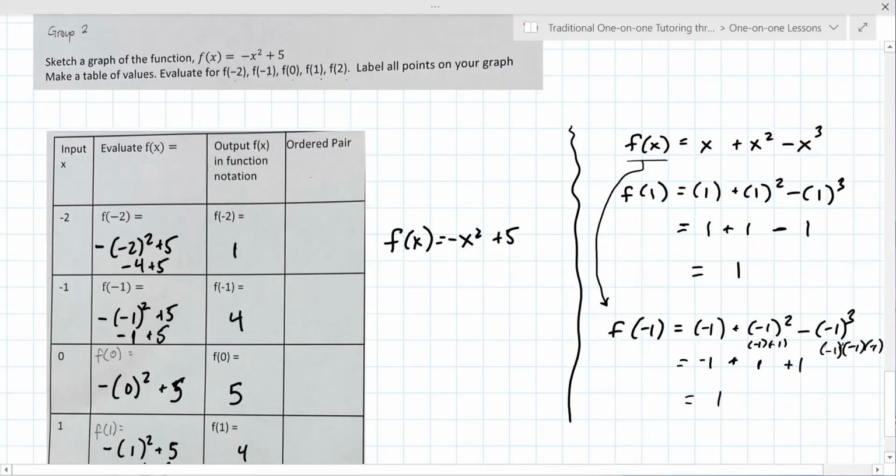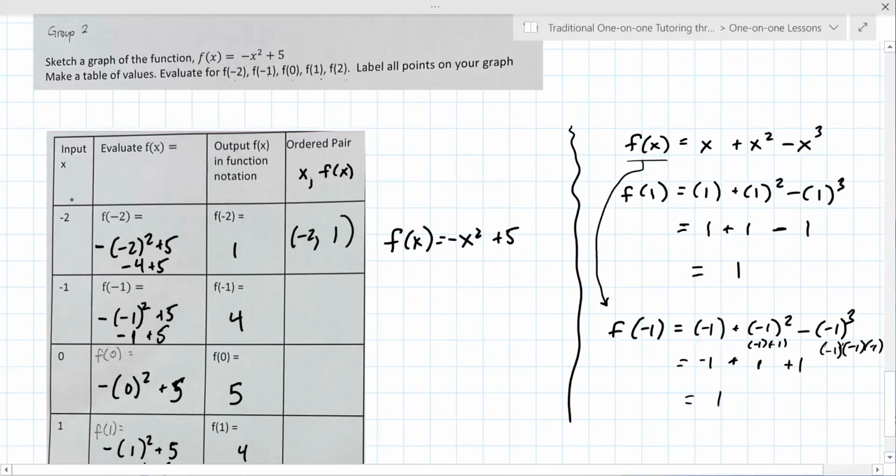Yes. So the ordered pair, and I don't really like this, but this is what it is, is x comma f of x. What it means is you take the number you started with and the number you produced.